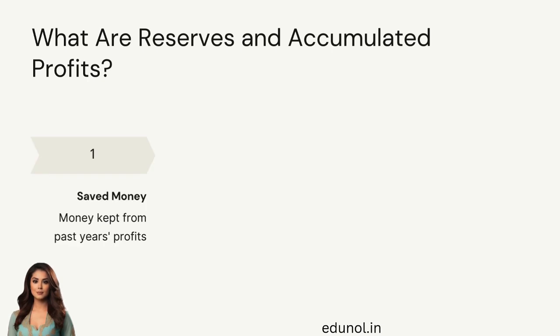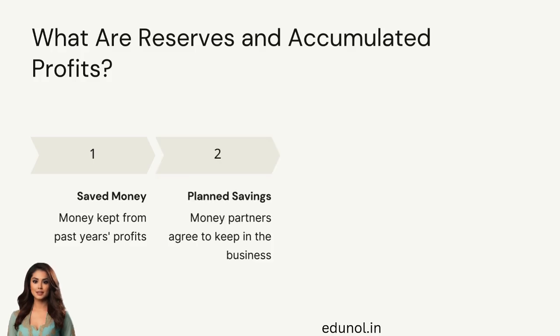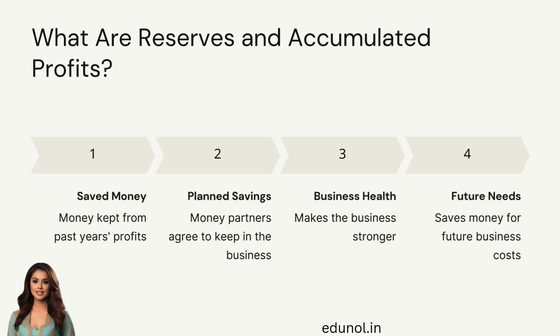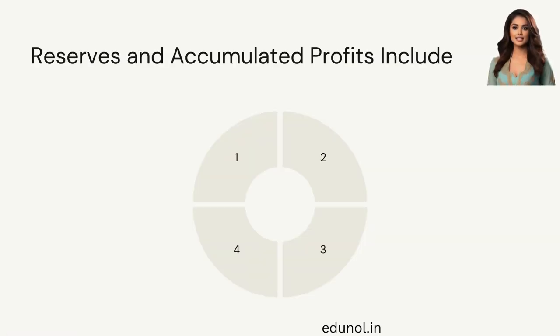These are basically a portion of profits earned by the partnership firm in the past years. The partners agreed to keep this money in business to make the business stronger. These parts of profits were not distributed among the partners and were kept in the business to meet future business costs. Items included in reserves and accumulated profits are as follows.